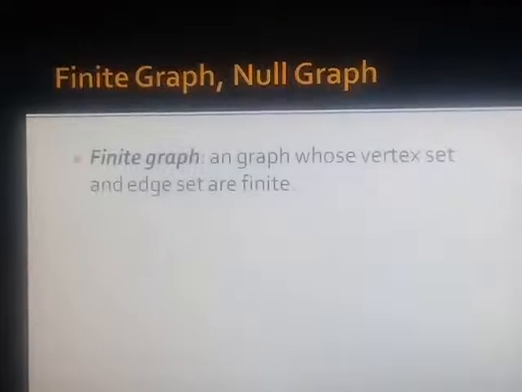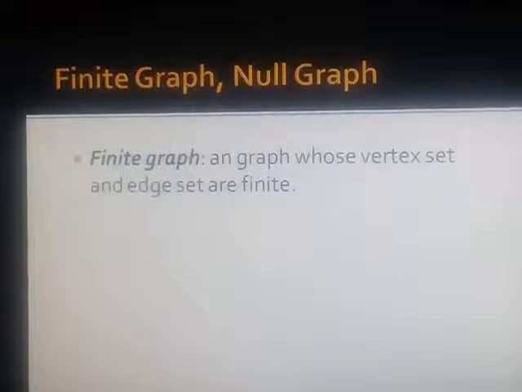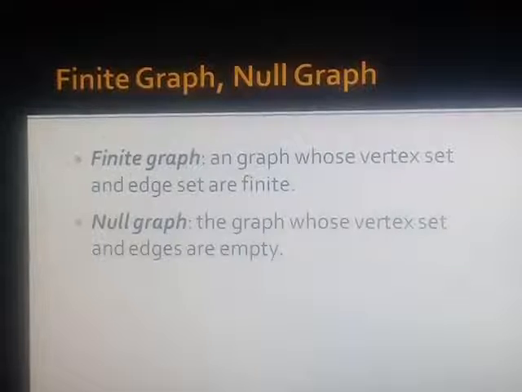Next one is a finite graph. A finite graph means a graph whose vertex set and edge set are finite. We have considered a finite number of edges and vertices, that graph is called a finite graph. Next one is a null graph. The graph whose vertex set and edge set are empty, that is called a null graph. Null graph means a graph that has no edges and vertices.